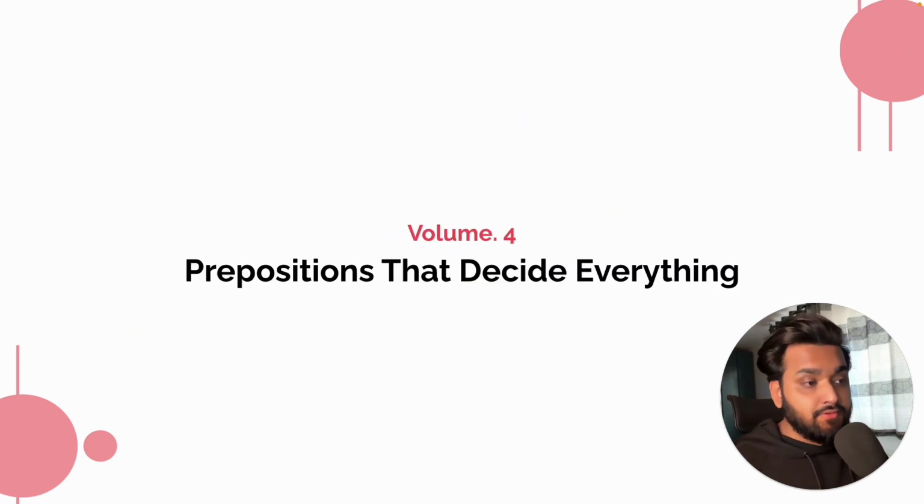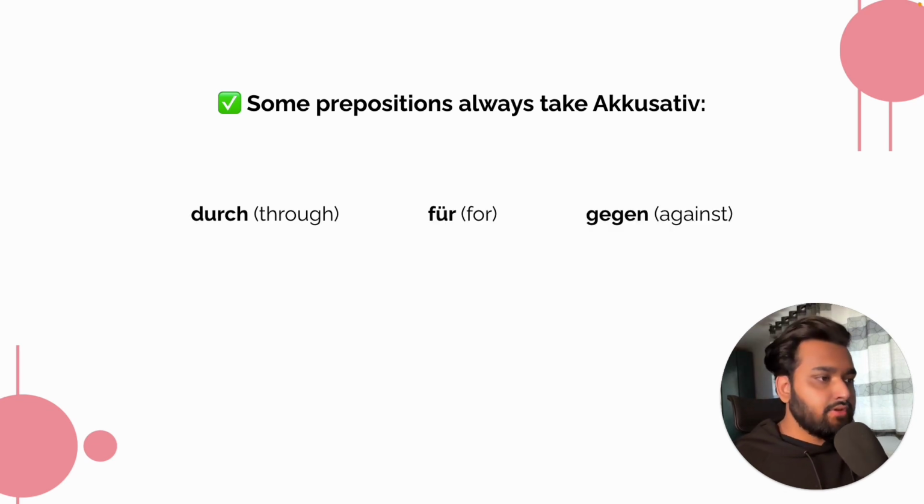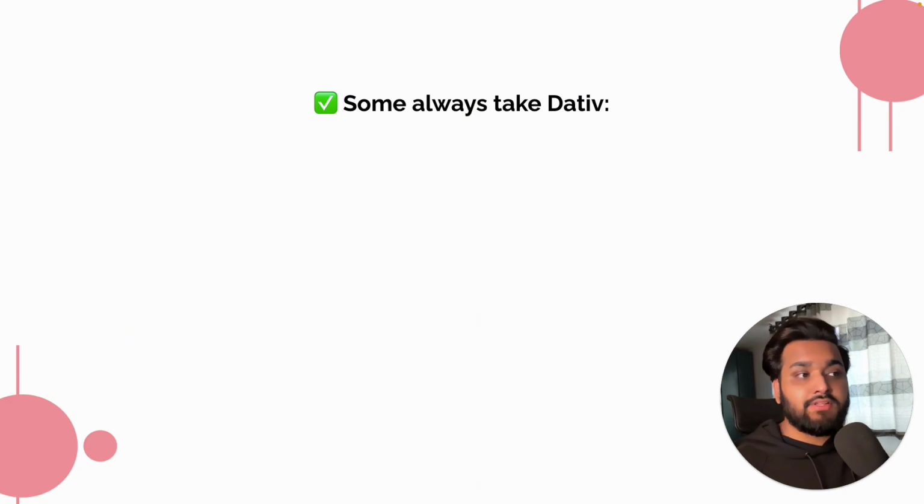So let's continue with volume number 4, prepositions that decide everything. Some prepositions always take accusative. For example, durch, für, gegen, ohne, um. So durch means through, für is for, gegen against, ohne without, and um around. These are the prepositions that always take accusative. So that means if you have any of these prepositions inside your sentence, then you have to transform the article in accusative form.